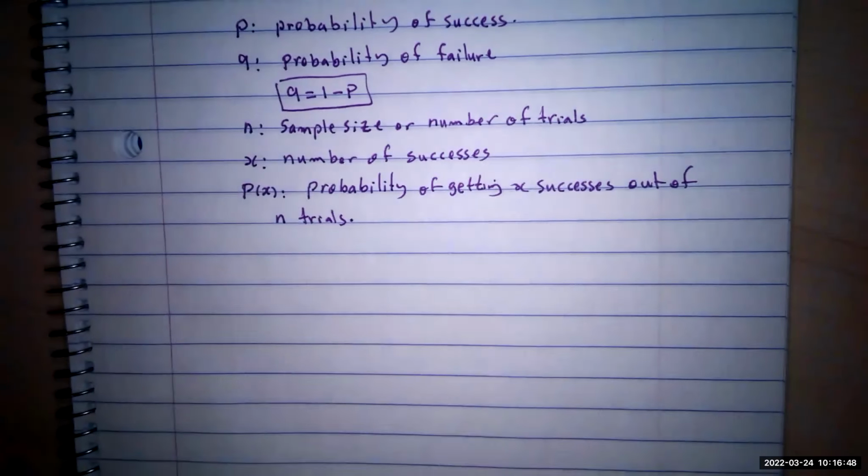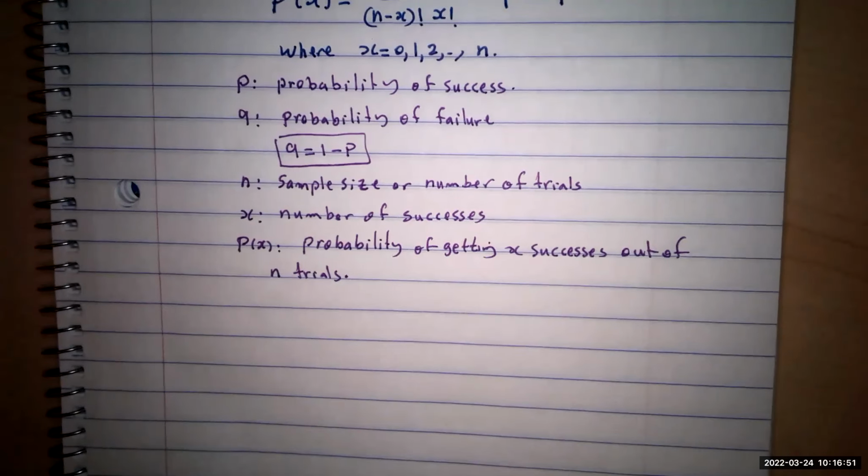Okay, so let's finish the binomial case first. The binomial distribution is the case where you have only two outcomes. One of the outcomes we are going to call a success. The other one is going to be called a failure.